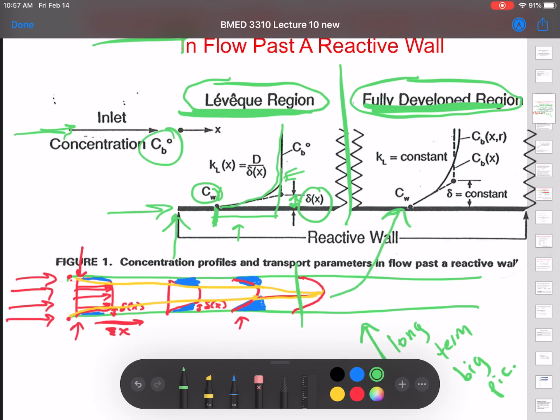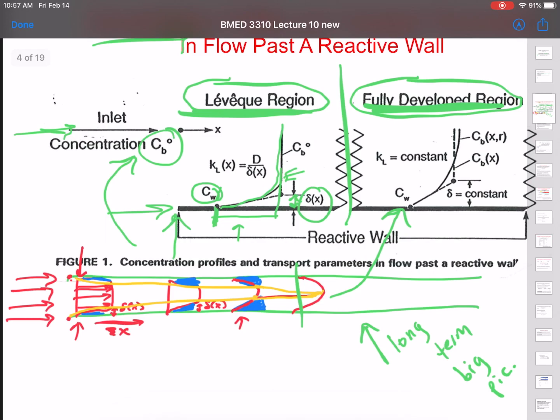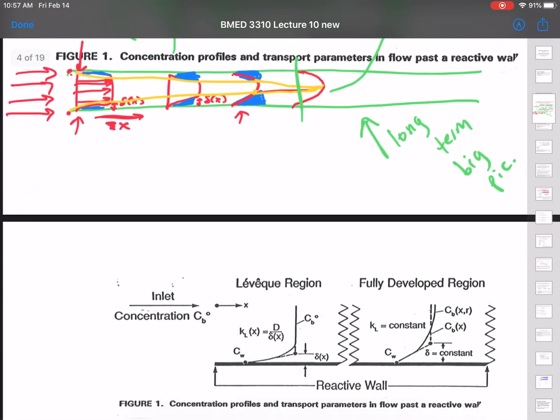Fully developed, and then while it's ramping up, that's the, how do you pronounce that? Levesque. Or the entry region. Entry region. Yes. Entry region's much easier, but yes. Levesque. Okay, so that's all that's going on here.